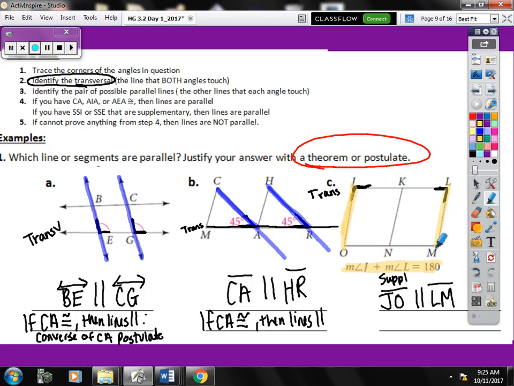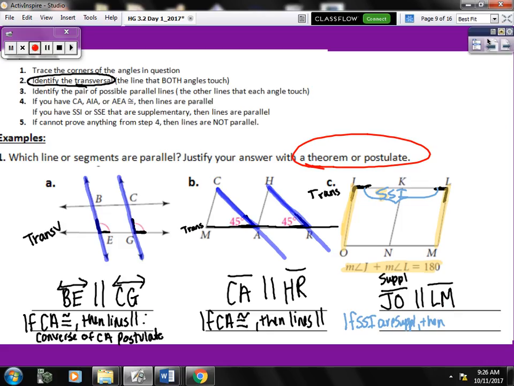And these angles right here are same side interior angles. So kind of ignore the KM when you're looking at these. Those would be same side interior, which they told us they're supplementary, therefore they are parallel. So our reason would be if same side interior angles are supplementary, then the lines are parallel. Or same, converse of the same side interior angles theorem.